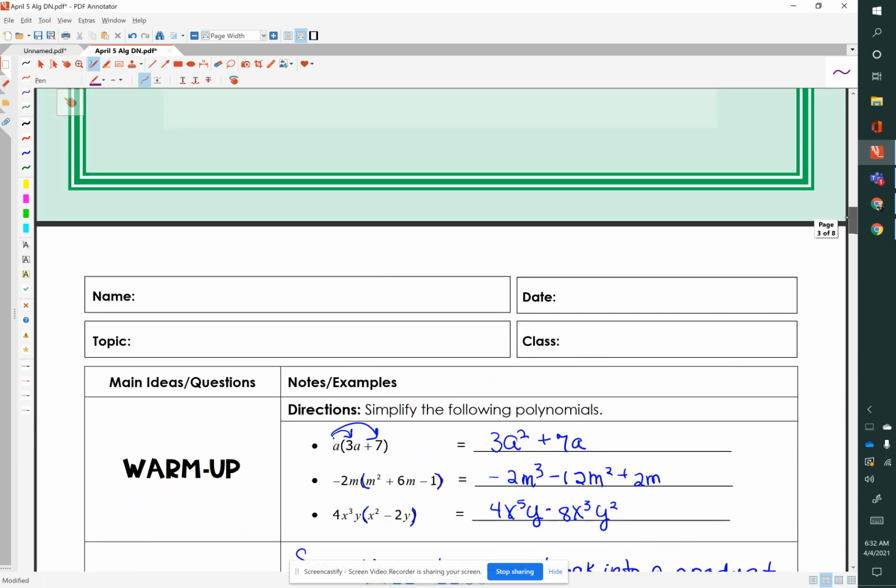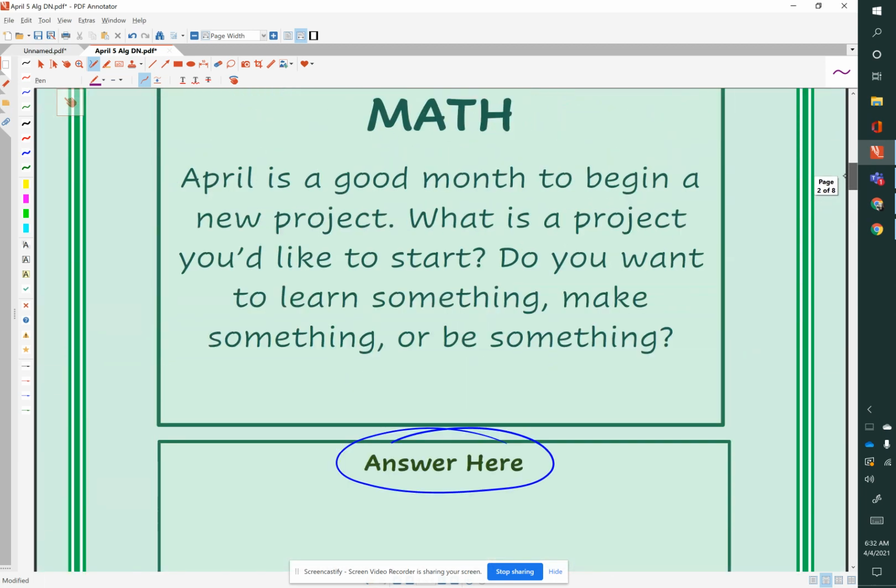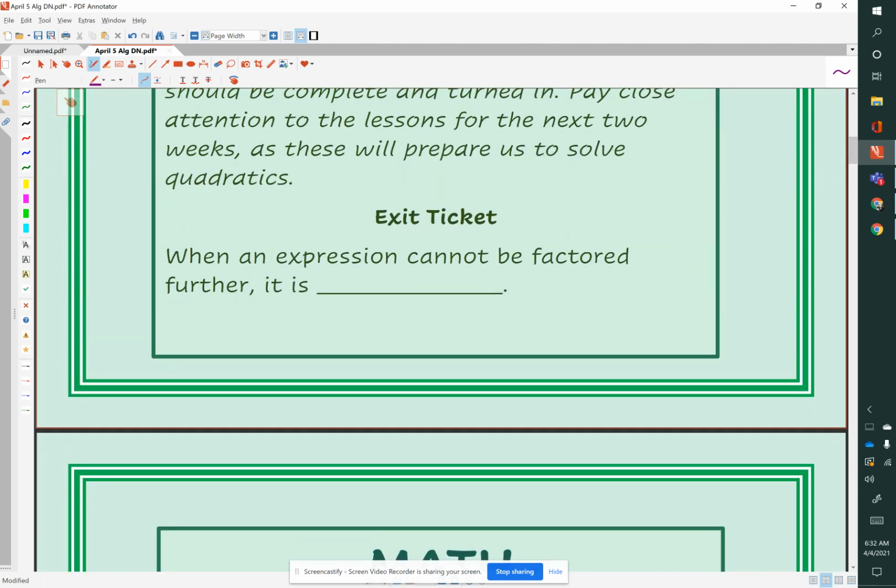So let's go back to our exit ticket. When an expression cannot be factored further, it is prime. So occasionally you will get expressions that you cannot factor, and those are prime expressions.